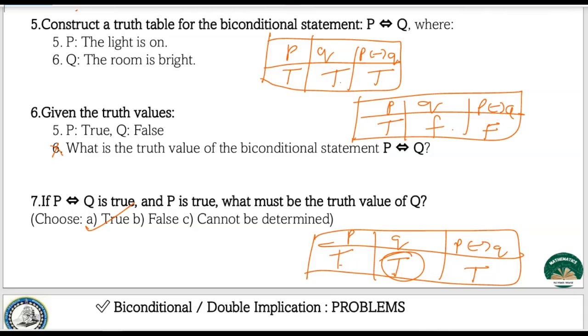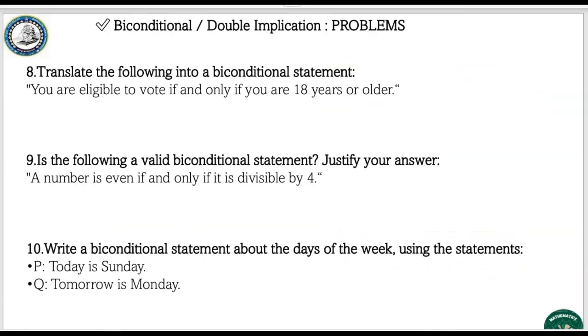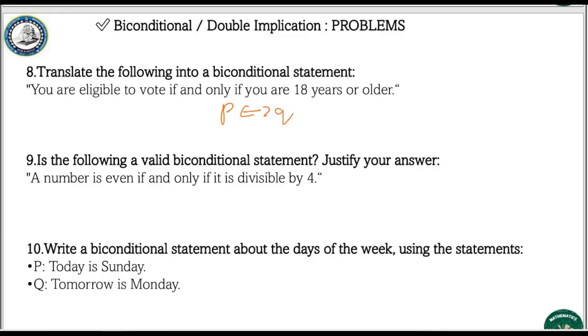Moving on with the next question: translate the following into a biconditional statement. You are eligible to vote. You should just write a symbol for this. P, you are eligible to vote. Q, you are 18 years or older. Then P implies Q.